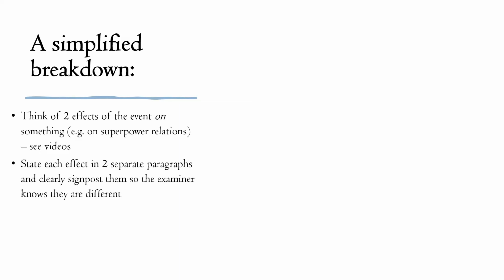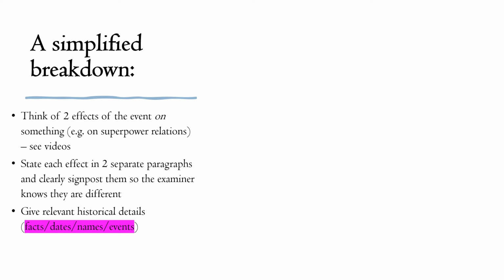State each of the two effects in 2 separate paragraphs and clearly signpost them so that the examiner knows that they are different. The first effect was, the second effect was. The examiner won't be able to give you more than 4 marks if they are not sure that you've given 2 separate effects. Give relevant historical details, for example, facts, dates, names, events.